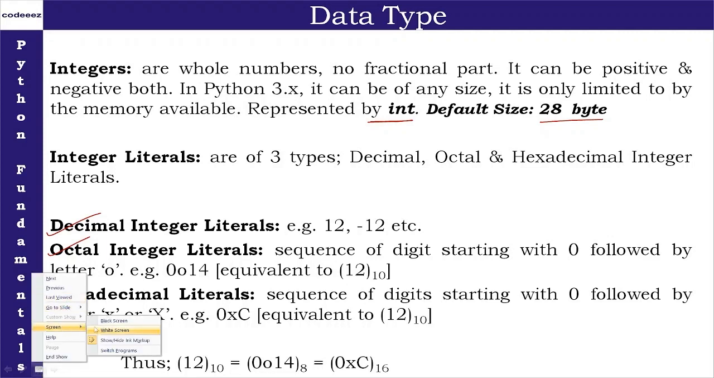The first one is what we follow in our general life, that is the decimal number system. In the decimal number system, the symbols used are from 0 to 9, that is 10 symbols. So the base of the decimal number system is 10, right? What is base? Of course you must know, in mathematics you might have learned. Suppose the value is 286, right?